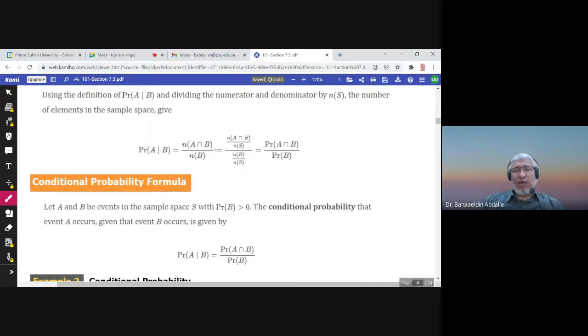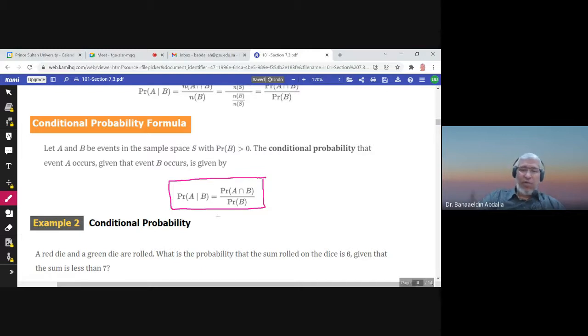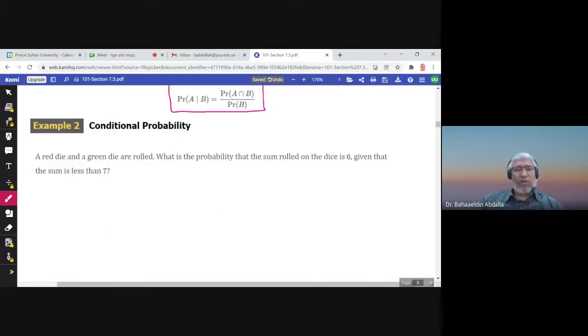Now, if we divide the numerator and the denominator by the number of elements in S, the sample space, we will get probability of A intersection B over probability of B. So we can also say that probability of A given B is probability of A intersection B over probability of B. And you have two ways to find probability of A given B. Either you use the number of elements of A intersection B over the number of elements of B, if it is available, or you find the probabilities. Okay, both will give you the conditional probability.